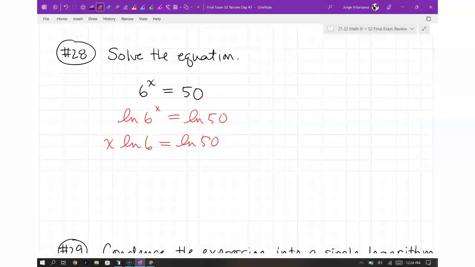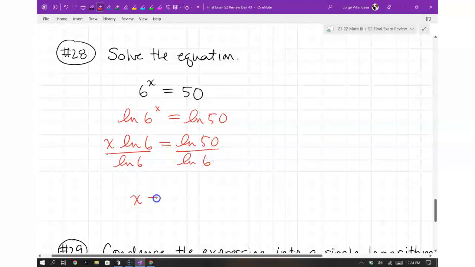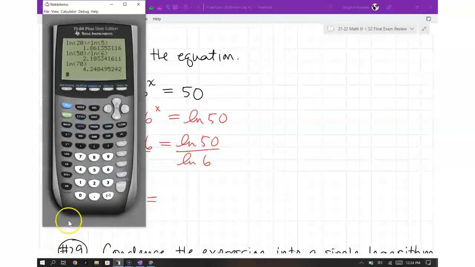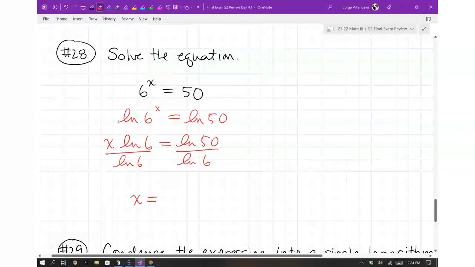Divide both sides by ln of 6, okay? When I do that, ln of 50 divided by ln of 6, the answer is right here. Ln of 50 divided by ln of 6 is 2.1833. So 2.18. And there's my solution.